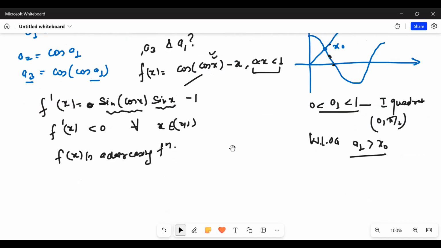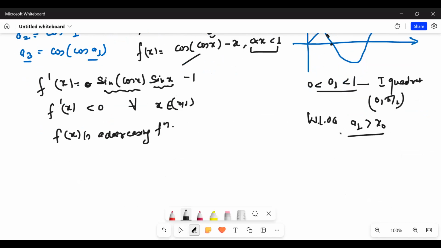We have already assumed that a1 is greater than x naught. F is a decreasing function. That implies f of a1 would be less than f of x naught. And remember, what is x naught? x naught is that point where cos of x naught is equal to x naught.